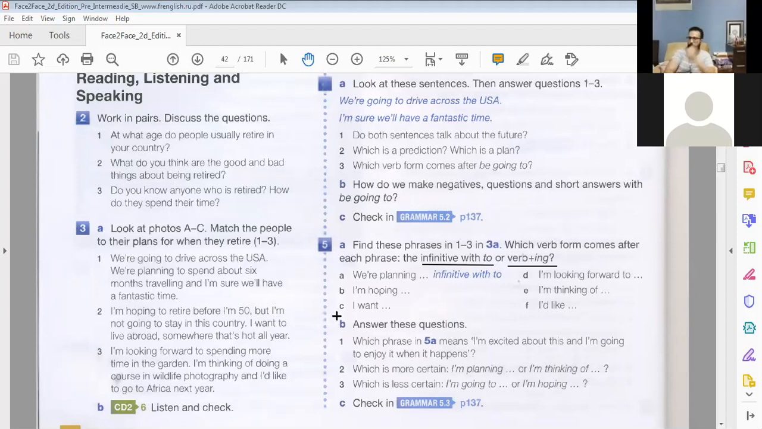But of course, we have to look at the phrases in number 3A, the 3 retirement plans, right? So let's see. So A, it says we're planning. If you want to say we're planning, you have to use infinitive after it, right? So we say we're planning to spend. Do you see? Example? So spend is your infinitive. What about I'm hoping? What do we use after I'm hoping? What do we use? Of course, you have to look at the examples in exercise 3 on the left.